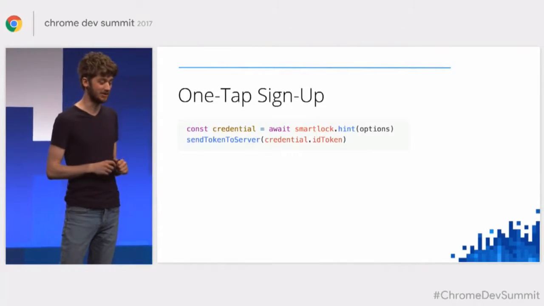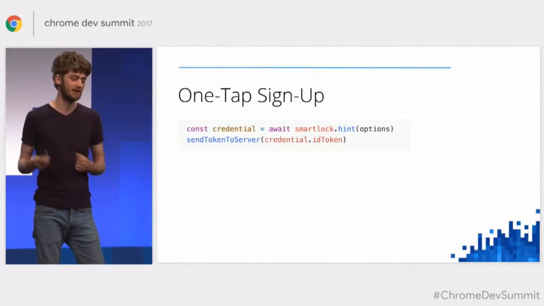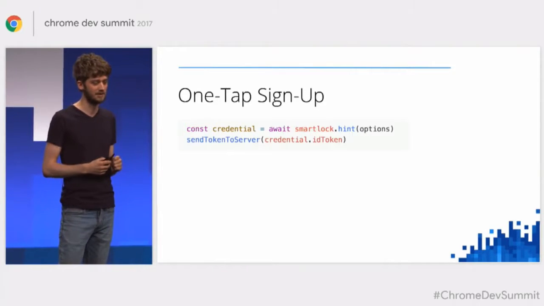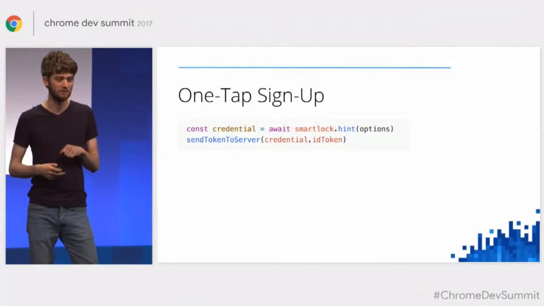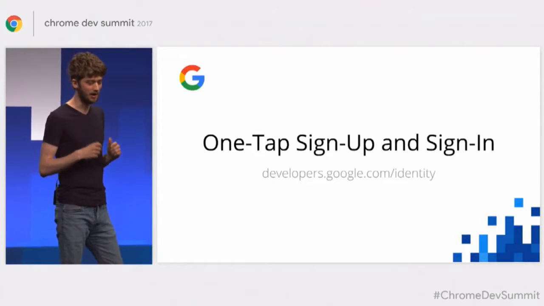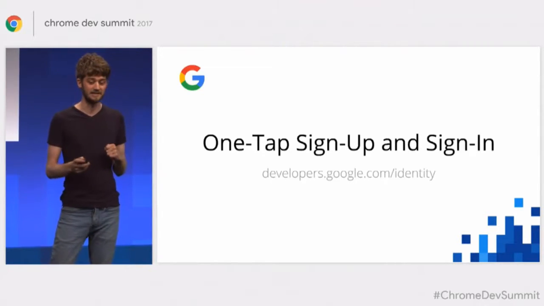This is really, really easy to use. All you do is you call await smartlock.hint, and again, you pass in some options. It gives you back a credential as soon as the user has tapped, and you can send that to the server. You can present them with the terms and conditions, whatever you want to do from there. So that's one-tap sign-up and sign-in, a new library from Google, and you can find it at developers.google.com/identity today.